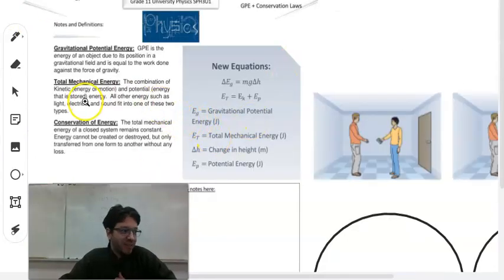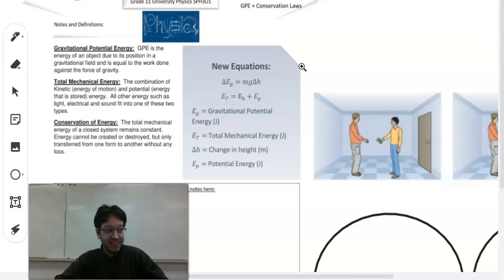Okay, so the next two terms I want to talk about are total mechanical energy and conservation of energy. Total mechanical energy is simply you look at a system and you add all possible kinetic energies with all possible potential energies. And you get your total mechanical energy, all the energies in that system. Now, conservation of energy says that that total mechanical energy in a closed system remains constant, meaning energy cannot be created nor destroyed. It simply can get transformed from one form of energy to another form of energy.